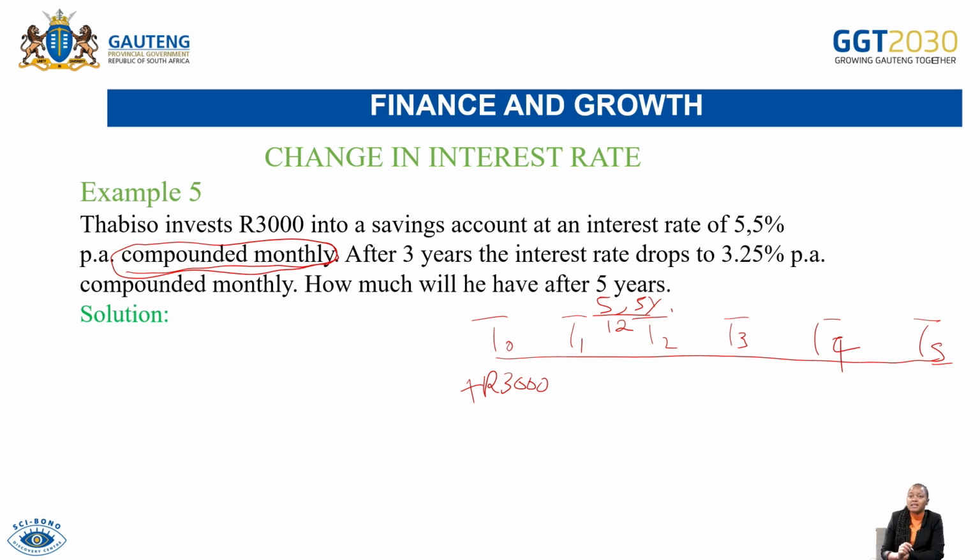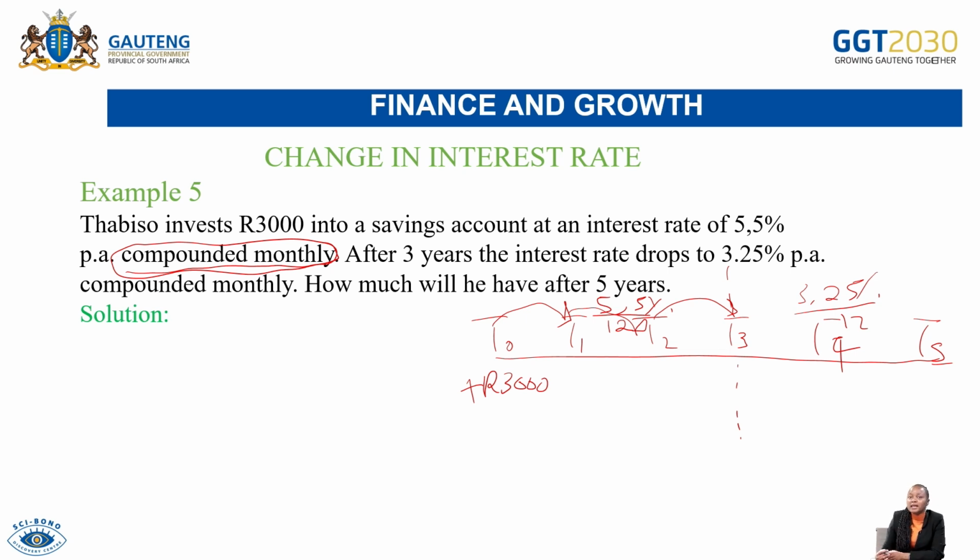Okay, so after 3 years, the interest rate drops. So it means immediately after 3 years, the interest changes. So the 5.5% is going to be the interest for year 1, year 2, and year 3. So at year 3, the interest changes, right? So now the new interest rate is going to be 3.25%, right? Also, it is compounded monthly, so your interest is going to be divided by 12 because it is compounded monthly. So how much will he have after 5 years?